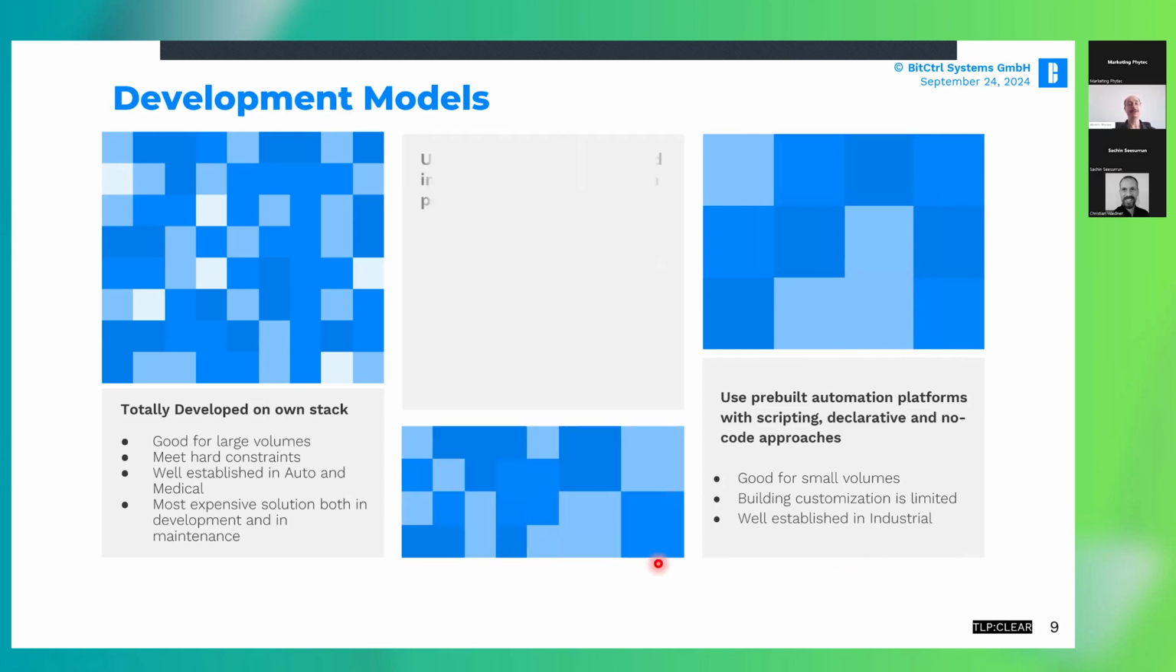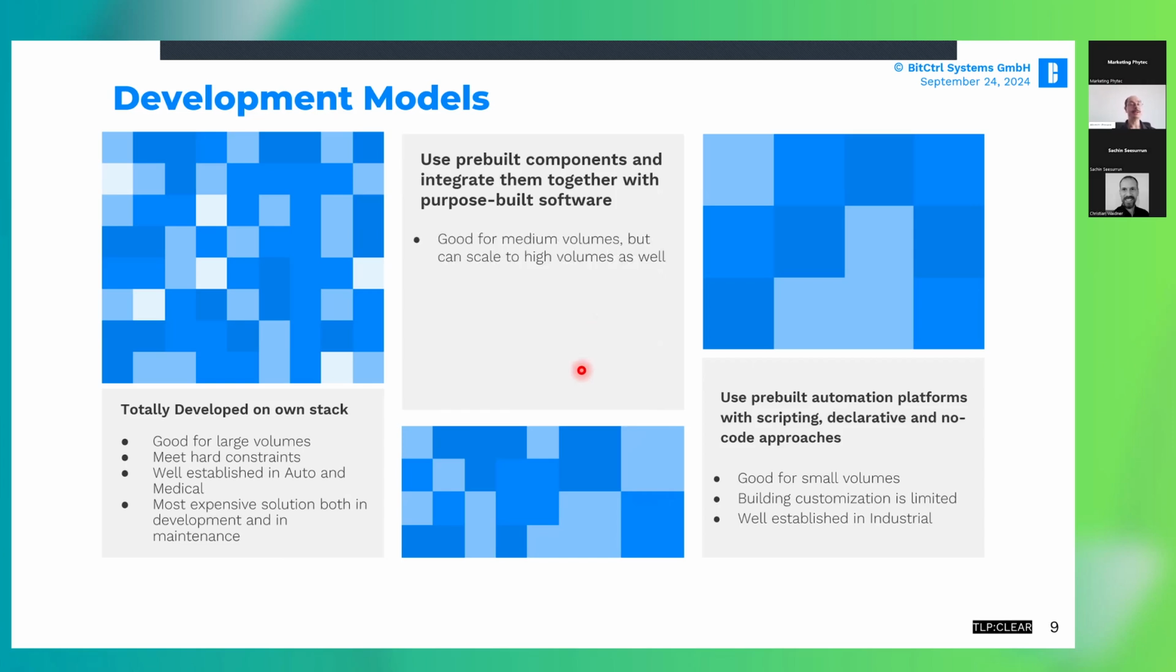Now, what we've been doing is a little bit in between. So we are using pre-built components and integrate them together with purpose-built software. That's good for medium volumes, but it can scale to high volumes as well. And it allows you to get started quickly with a solid and field-proven architecture and then build your system from there. And in contrast to this right-hand side example, it does allow you access to the operating system, and therefore it does not limit your ability to customize the system.